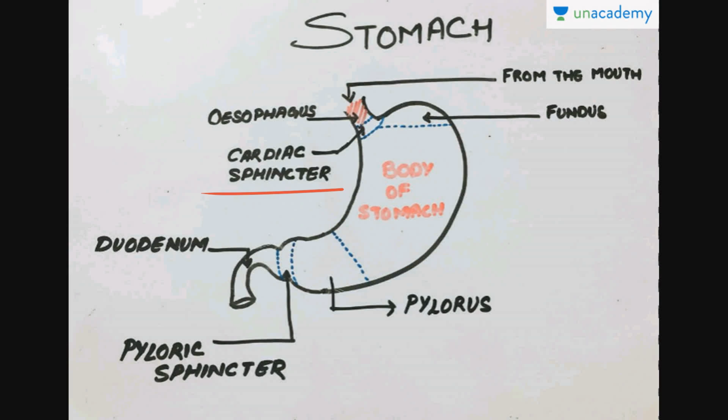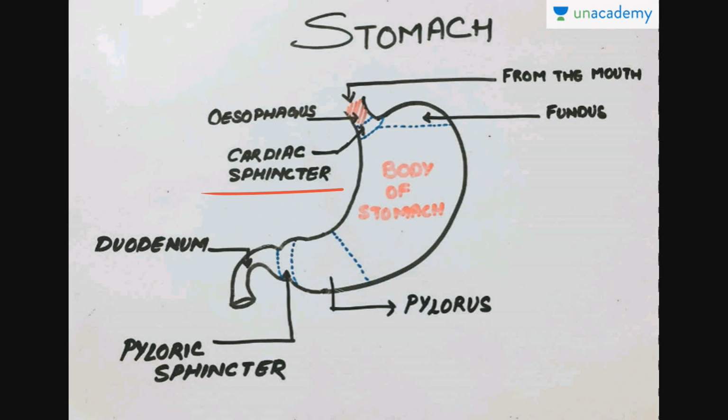Now the cardiac sphincter. You can also refer to it as the gastroesophageal sphincter or the cardioesophageal sphincter. Now what is actually a sphincter? A sphincter is a circular muscle that maintains constriction of a natural body passage or orifice and which relaxes as required by the normal physiological functioning.